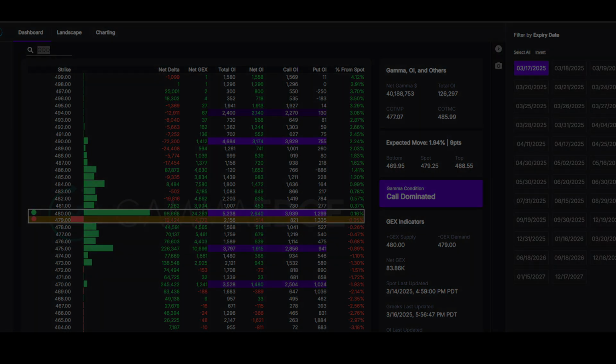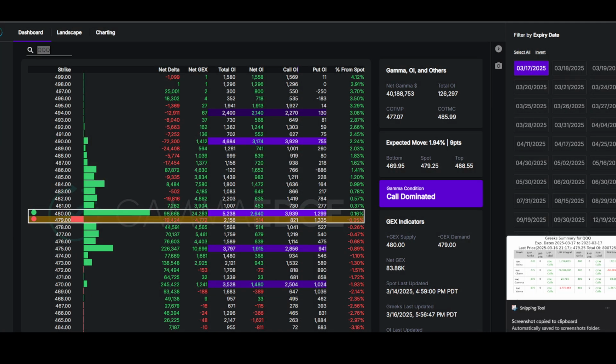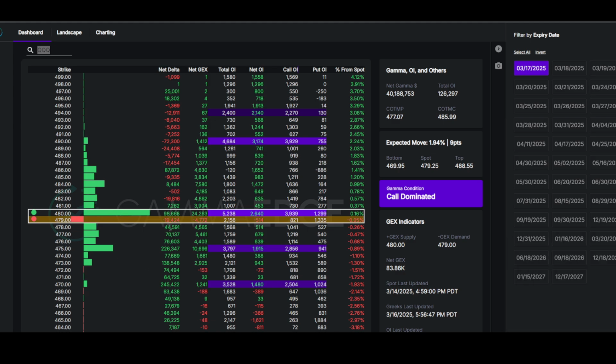So I'm going to take a little screenshot of this because you guys can't see both screens as I do it. But I'm going to check this Gamma Edge. And what I see here is we got positive gamma. It's very call dominated. We have a lot of positive delta. So that means dealers are going to be motivated, 475 and above, to push price higher.